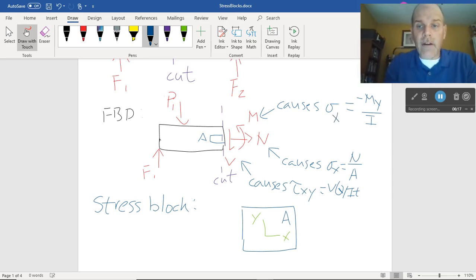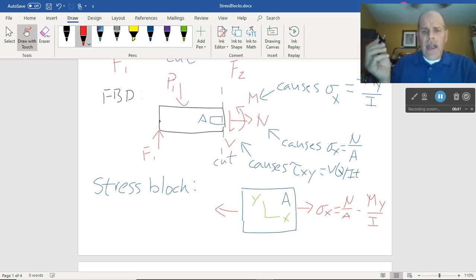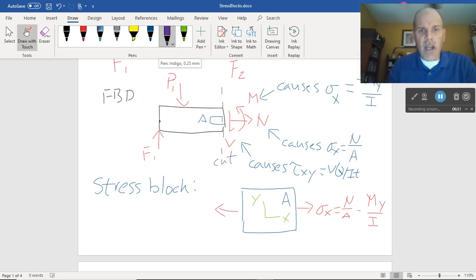So sigma x here, that means my total x stress on my stress block, this is the part that people don't have trouble with, sigma x equals N over A minus My over I. No problem, no worries, no issues. And there's certainly going to be a shear stress equal to VQ over IT, but which way does it go? Again, what we have to do is think in terms of the cut face.